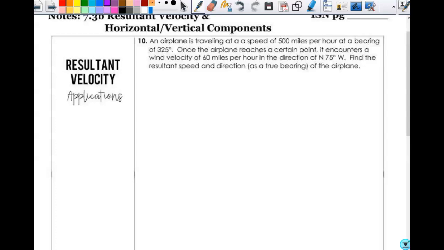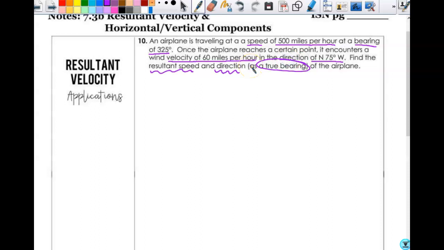In our last lesson, we did resultant force. So today we are going to look at resultant velocity, which is our speed. So this says an airplane is traveling at a speed of 500 miles per hour at a bearing of 325 degrees. Once the airplane reaches a certain point, it encounters a wind velocity of 60 miles per hour in the direction of north 75 degrees west. We want to find the resultant speed and direction as a true bearing.